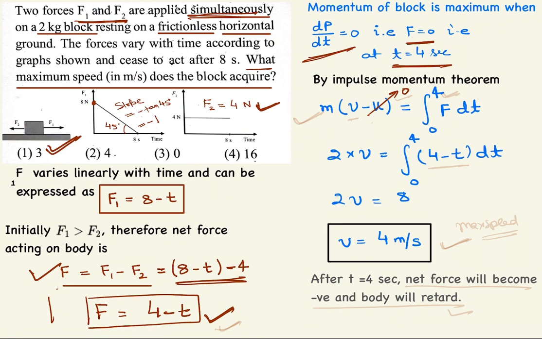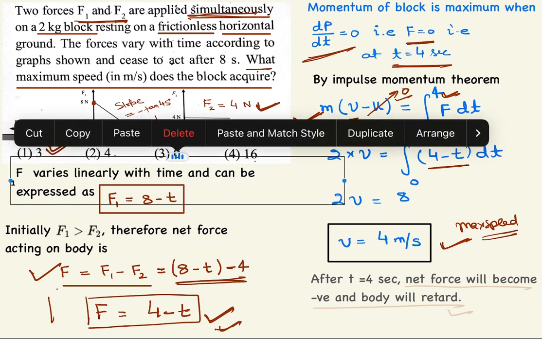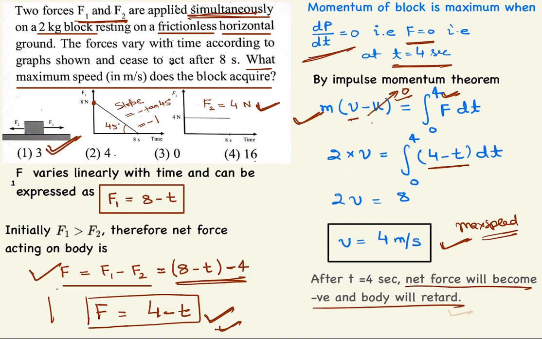Now by using impulse momentum theorem, we can calculate its velocity at t equal to 4 seconds. Now putting expression for force and integrating with suitable limits and putting u equal to 0, we can get v equal to 4 meter per second. Okay, so this will be the maximum speed because after t equal to 4 seconds, we can see that force will become negative and body will retard. So the maximum speed is 4 meter per second.